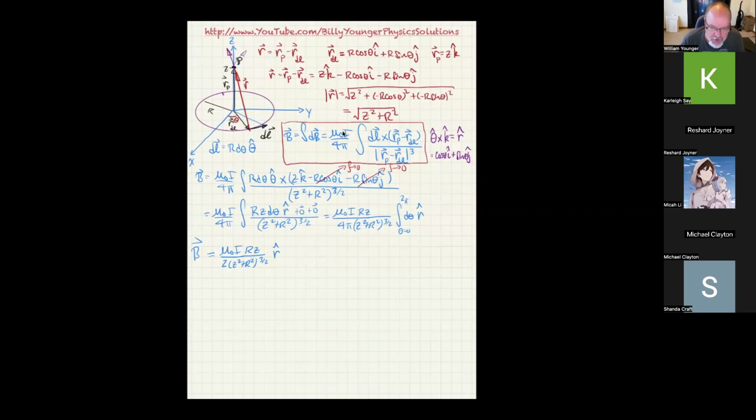I'm not sure what happened. Something might be funny, but that looks mostly right. I know the answer is supposed to come out to about mu 0 I over 2r. I might have to re-investigate this for next time, but this gives you a good start.